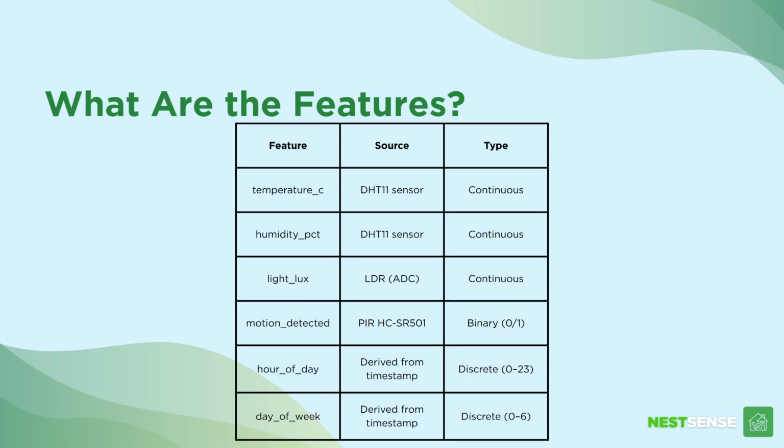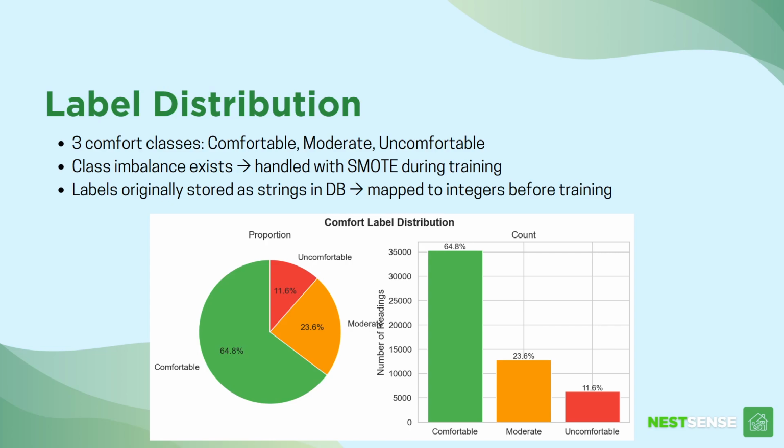So here are the features we use for the model: temperature, humidity, light, motion, hour of day, and day of week. So here is the label distribution. We have 3 comfort classes: comfortable, moderate, and uncomfortable. So a class imbalance exists. We handle it with SMOTE during training, and the level is originally stored as a string in the database and mapped to an integer before training.